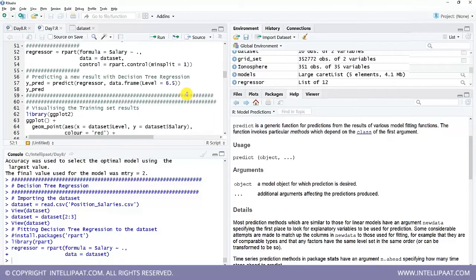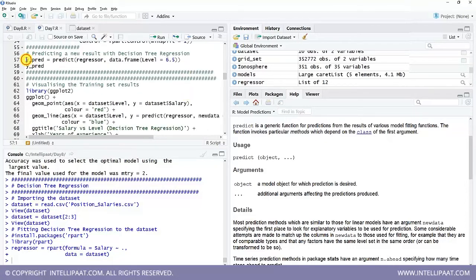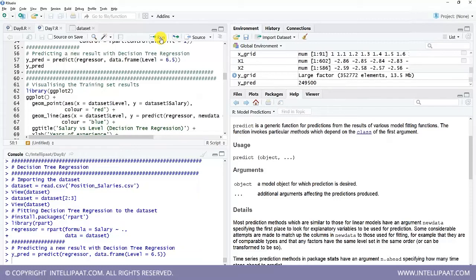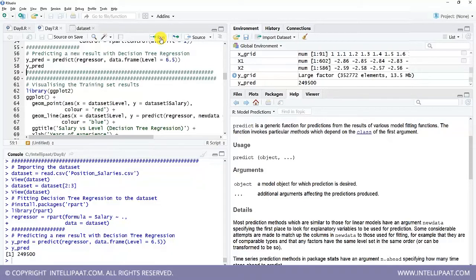We had a problem here. Let's come back to this. Okay, so now we predict for level 6.5. We know 1 to 10 levels are there. We have salaries, but we predicted for level 6.5. What was the figure that we got? 249.5K.